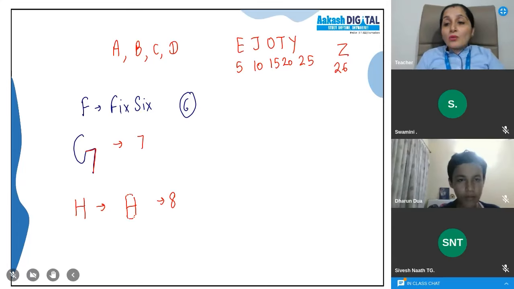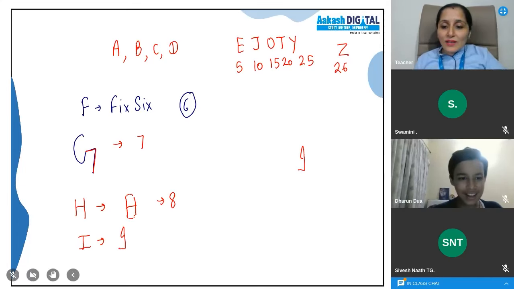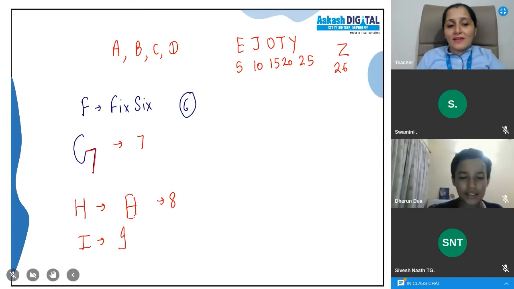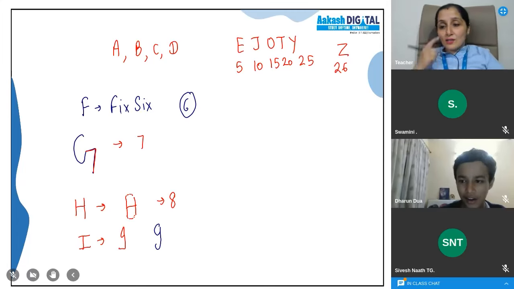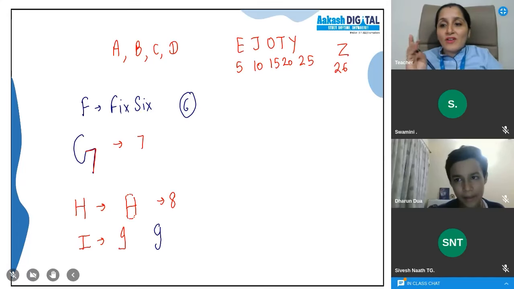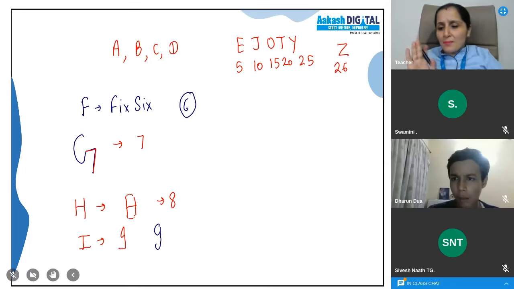Getting it? Now the next one, I. How many of you are writing I like this? Yes. So it is looking like what? 9. Yes, cursive, it's 9. The shape of I is looking like 9. So the position number of I is 9. So with the shapes of F, G, H, and I, you can memorize the position numbers: F6, G7, H8, I9. Simple and easy. J you already know from EJOT.